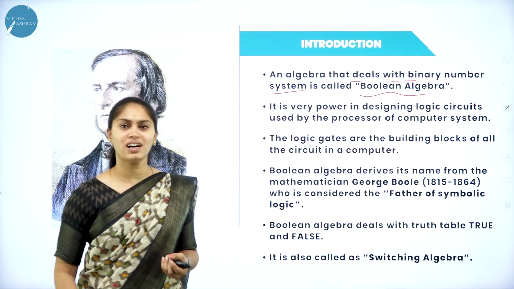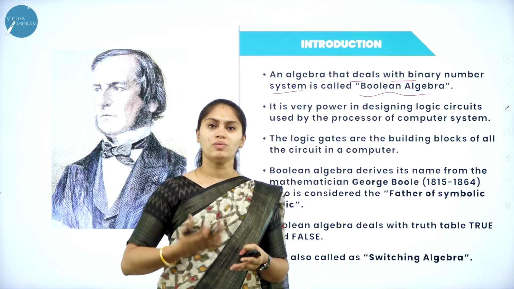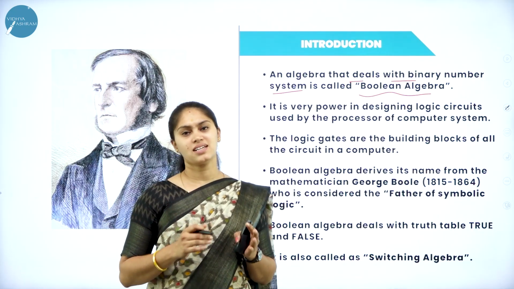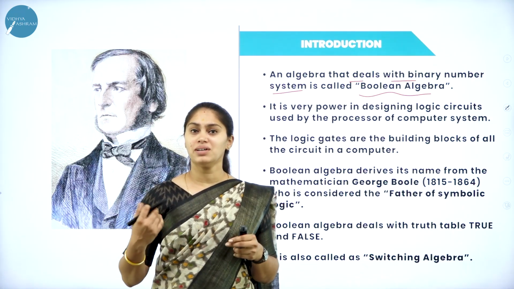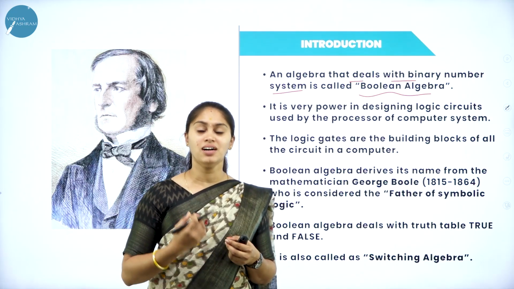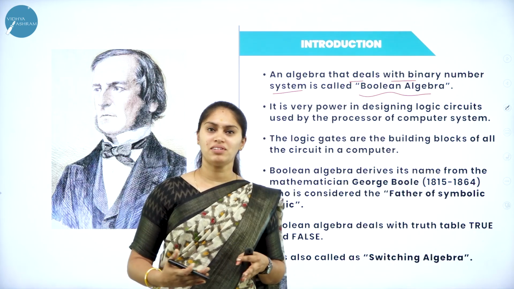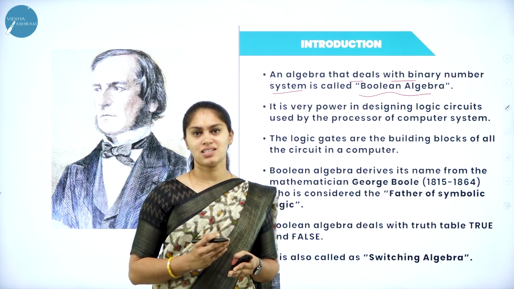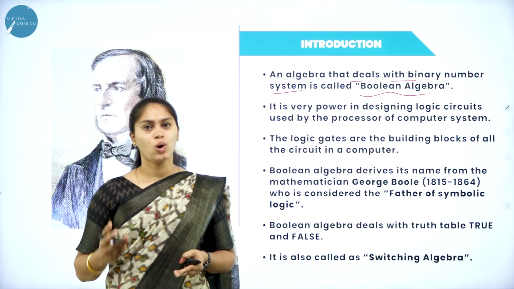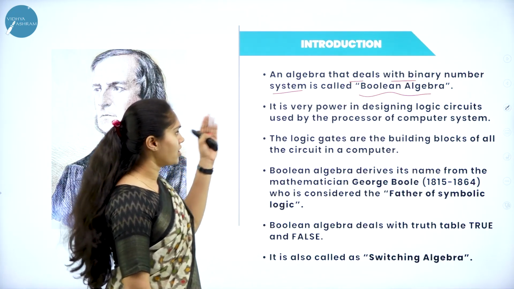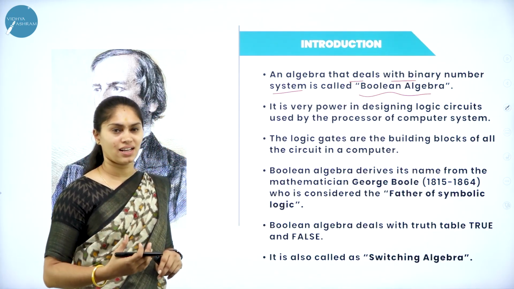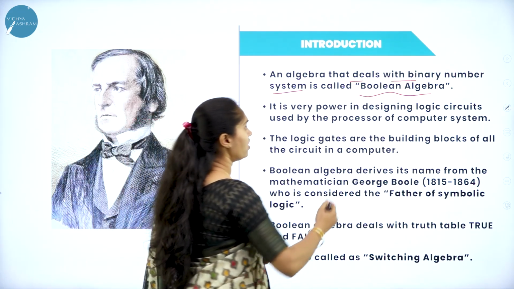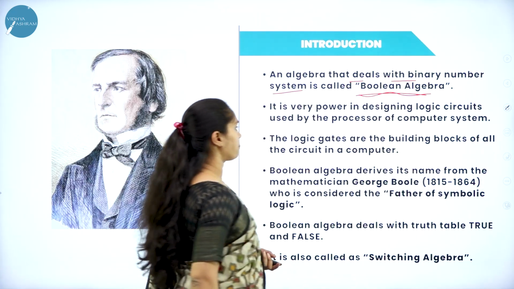We know about the number system, right? When we are dealing with numbers, if we are representing any data with numbers, then we consider that a number system. Based on its base or radix, we have different kinds of number systems. Under that we have the binary number system, which deals with zeros and ones. So when this algebra deals with the binary number system, that is zeros and ones, what will it be considered? Boolean algebra.